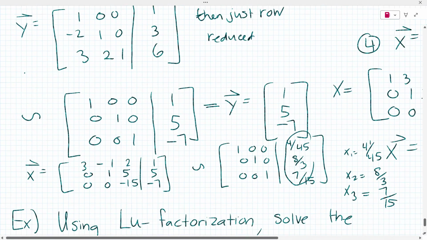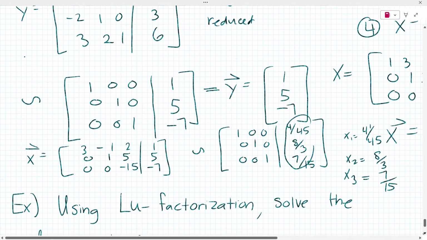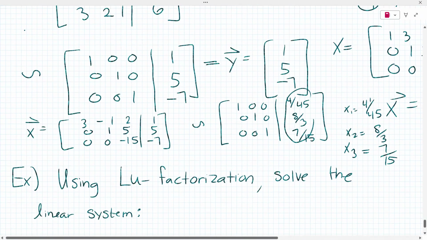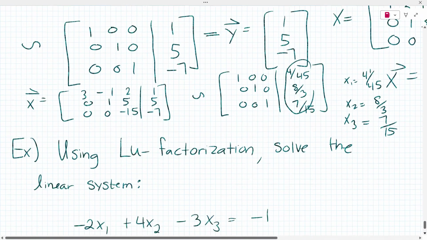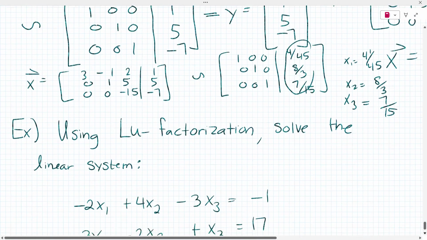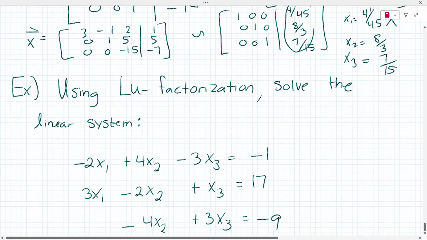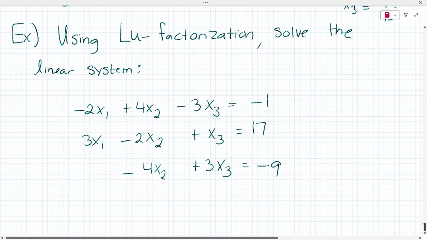Let's do one last one. So the last one says, using UL factorization, solve the linear system. And so they give us this system of equations. We have x1, x2, x3. So what do we need? We need to find U, we need to find L, we need to find vector y and vector x.